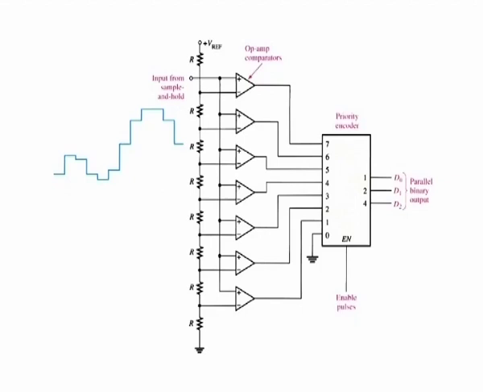The output of each comparator is connected to an input of the priority encoder. The encoder is enabled by a pulse on the enable input, and a 3-bit code representing the value of the input appears on the encoder's output. The binary code is determined by the highest order input having a high level.